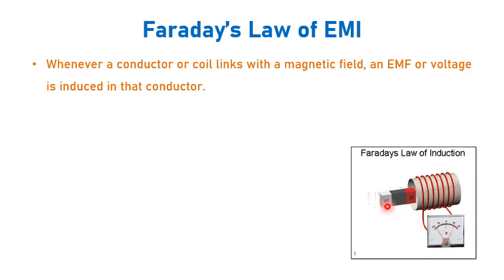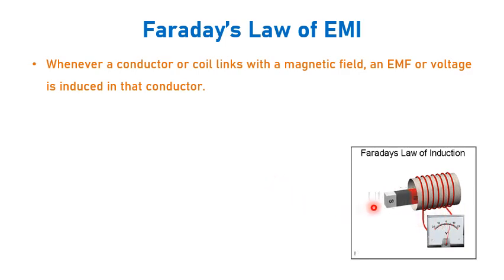And this is a permanent magnet having north and south pole. So you can see that when the magnet is going in or coming out, there is a voltage induced across the coil. So this is what Faraday's law of electromagnetic induction is. The flux is linking with the coil, and hence EMF is induced across the coil.